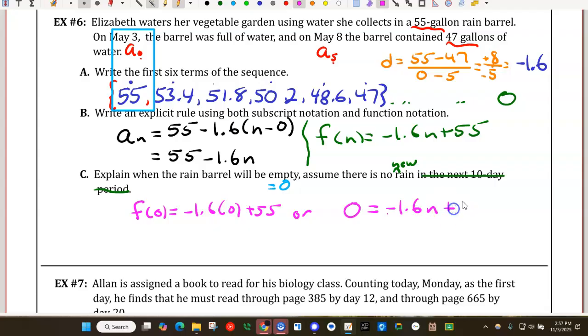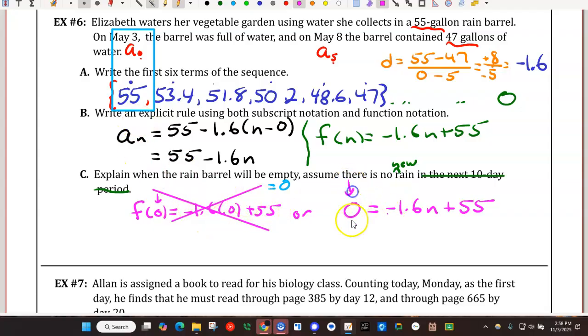So which one makes more sense for this problem? The left side or the right side? Yeah, so the n equals 0, if you just solve this, gives you 55. Yeah, that's what you started with. That's like the y-intercept. So this doesn't tell you anything that we don't already know. So n equal to 0 is saying, well, how much water did we start with? After 0 days have passed, how much water was there? Well, we started with 55. That's why we get an answer of 55 when you plug in 0.